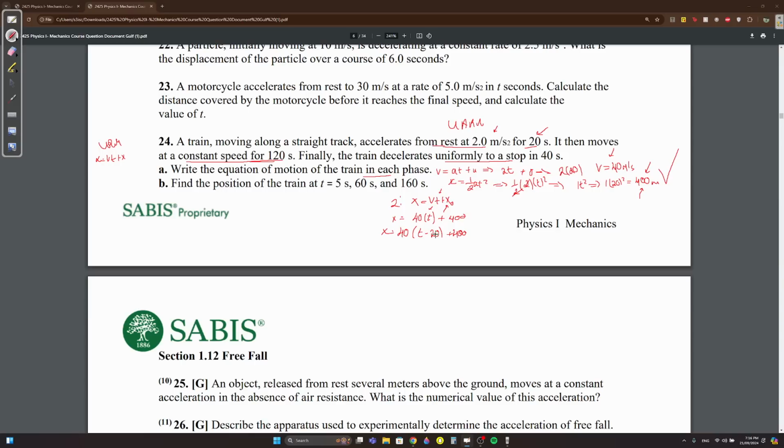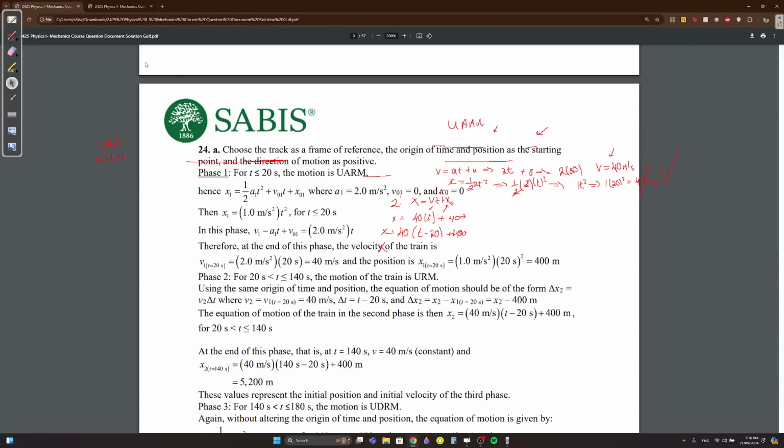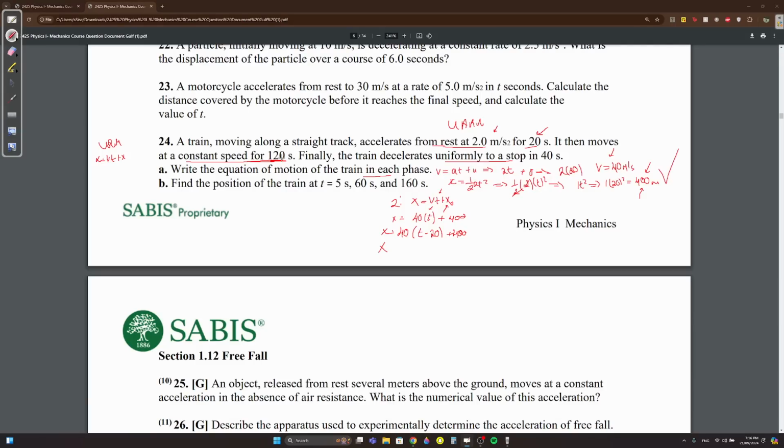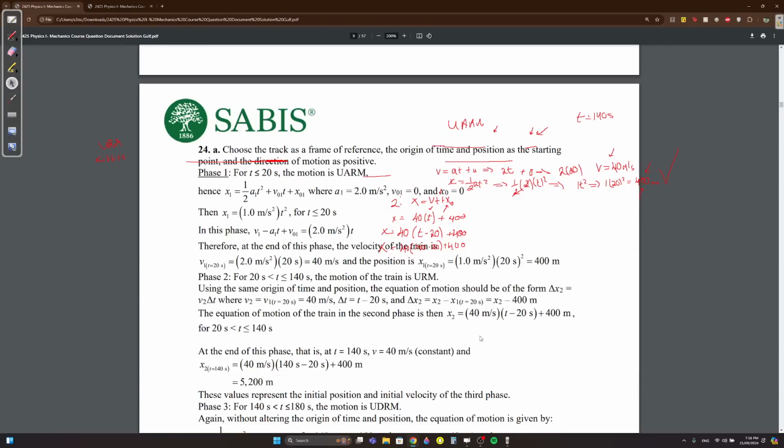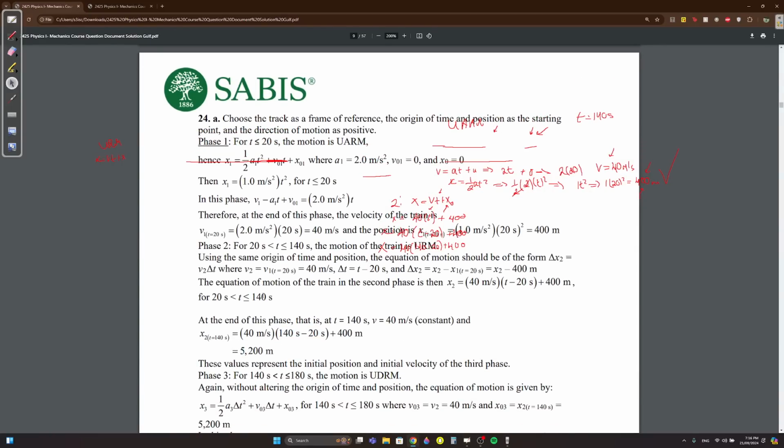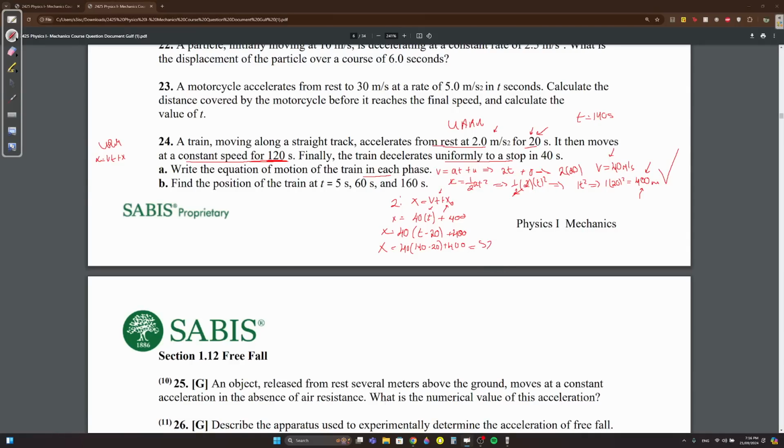You get this. And in this case, what do they want at the end of this phase, since they said for 120 seconds? Is it 120 after? Yeah, so this is for 120 extra seconds, right? So it was 20 plus 120. So right now t equals 140 seconds. So x in this case would be 40 times 140 minus 20, plus 400. And what do you get? You get 5,200 meters. Yeah, 5,200 meters.